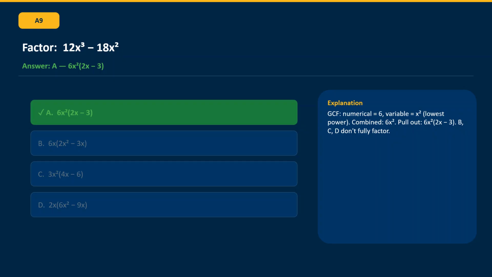Choice B only pulls out 6x instead of 6x squared, leaving an incomplete factoring. Choice C only pulls out 3x squared, missing half the numerical greatest common factor.